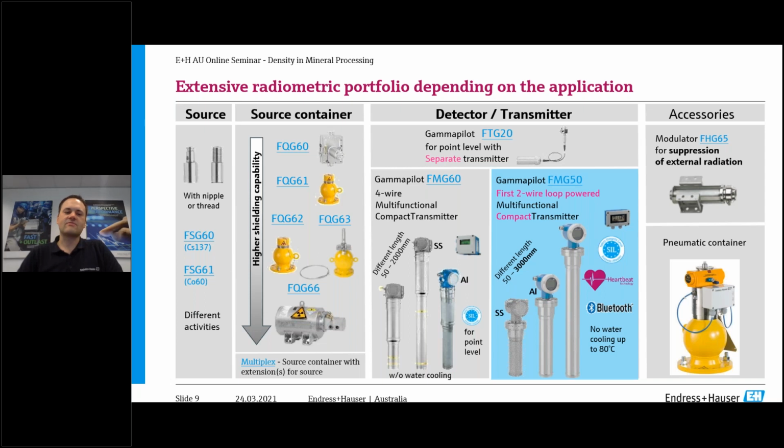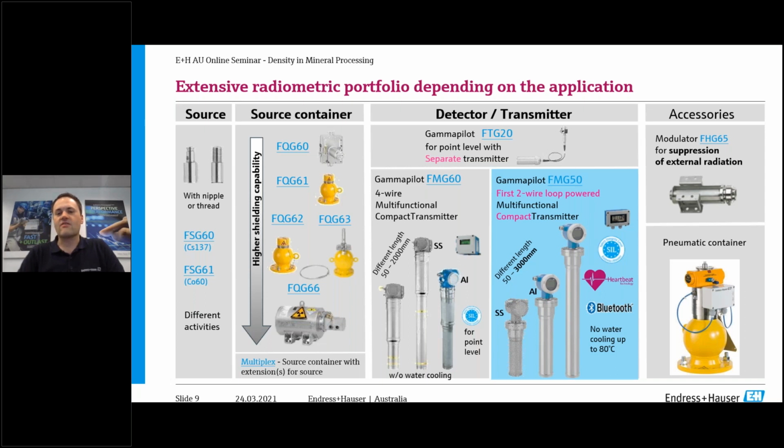Then you need a detector to detect the radiometric waves on the other side. We have two detectors available right now. The FMG60, which is the 4-wire device, the older one which a lot of you are familiar with. And then there's the world's first 2-wire loop powered device, the FMG50. That comes with additional features such as Bluetooth connectivity, a higher temperature limit, and self-verification technology called heartbeat technology.